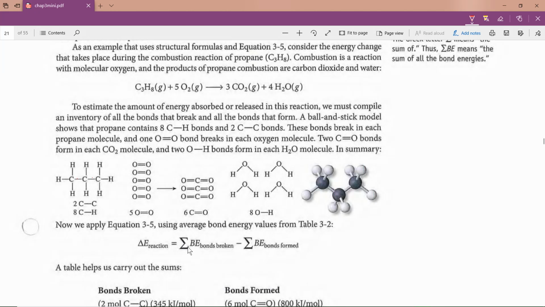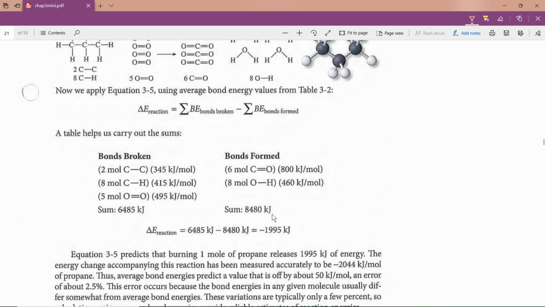Remember, this is the symbol for sum, add together. And then I got oxygens. Well, I'm breaking 5 oxygen-oxygen double bonds. Okay, then on the other side, I'm going to add the values for the carbon oxygens, and there's 6 of those, and then water, well, there's 2 OH bonds in each water, but there's 4 water, so that's 8 OH bonds.